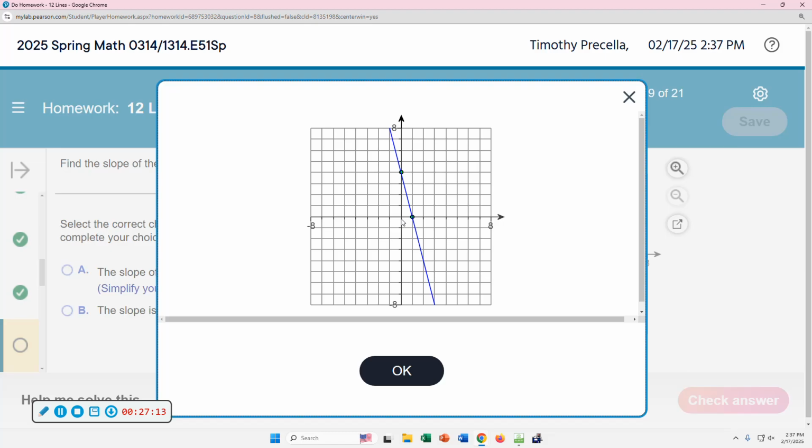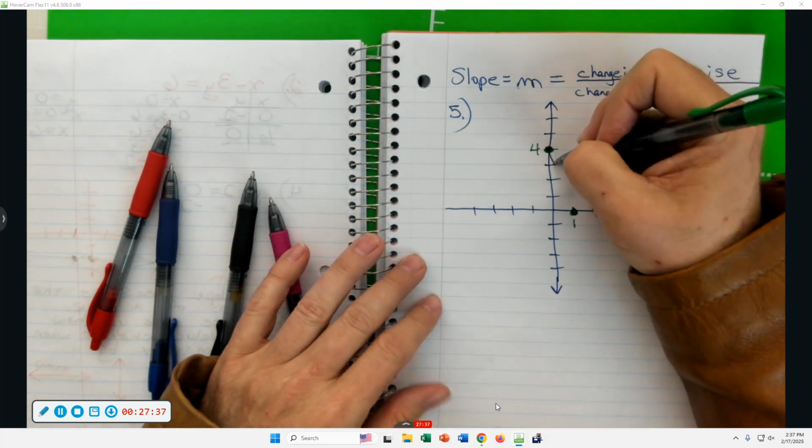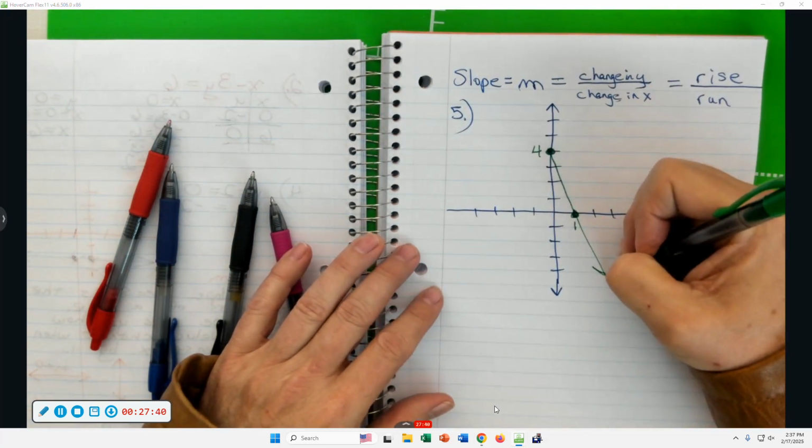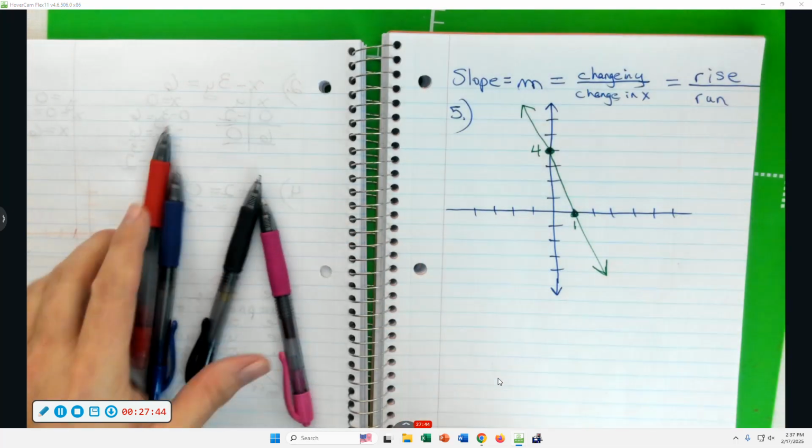It looks like it's passing through the y-axis at 1, 2, 3. Is that 4? Does that look like 4 to y'all? Yeah, it looks like it's passing through the y-axis at 4. And where is it passing through the x-axis? 1. So if we draw the line connecting those dots, there.